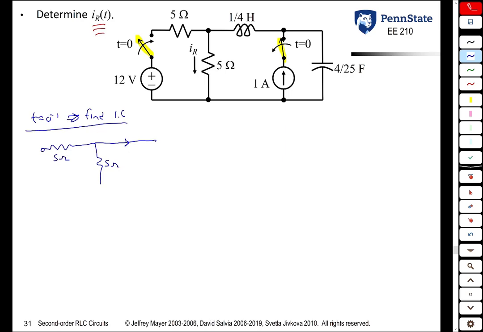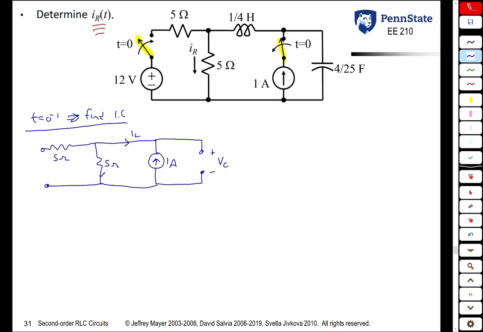Since IL was not defined, we can define it however we want. We just need to be consistent once we define it. This 1 amp current source is present. The capacitor is a DC open circuit. Once again, VC is not predefined as a variable, so we can define it with whatever orientation we want. I will choose that one. Once we define it that way, though, we need to be consistent. And that becomes our circuit.